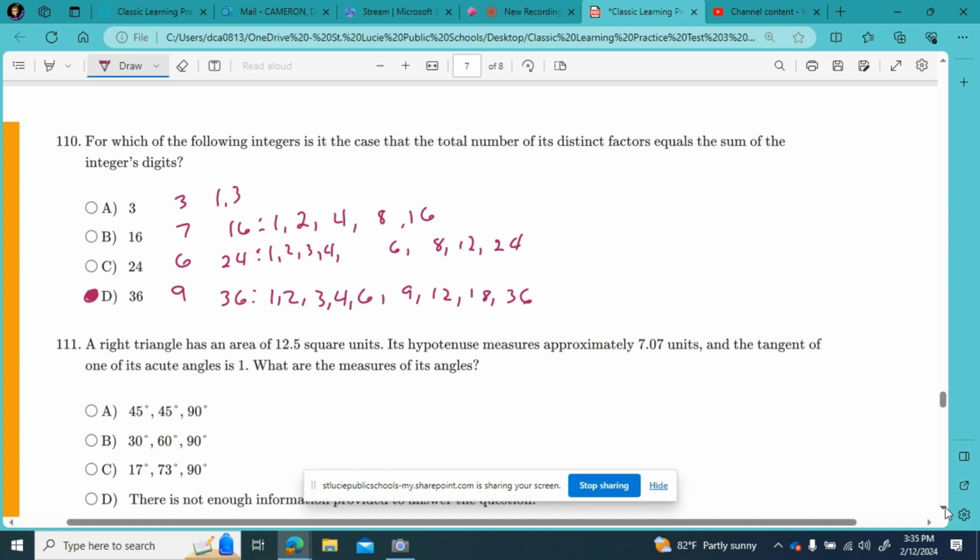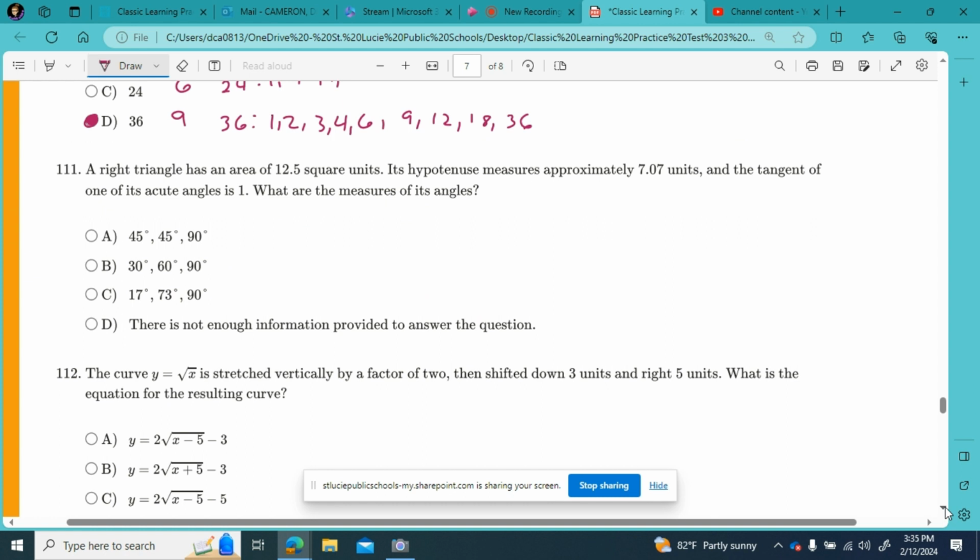Question number 111. A right triangle has an area of 12.5 square units. Its hypotenuse measures approximately 7 and 7/100 units, and the tangent of one of its acute angles is 1. What are the measures of its angles? Well, it's going to look something like this. So we've got a right triangle, hypotenuse across from the 90 degrees is 7.07 units.